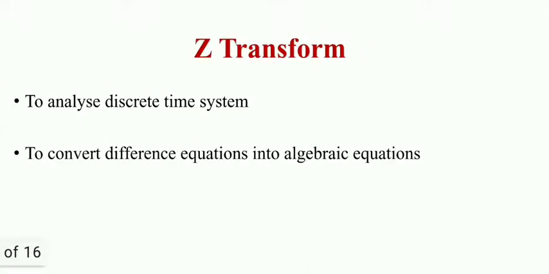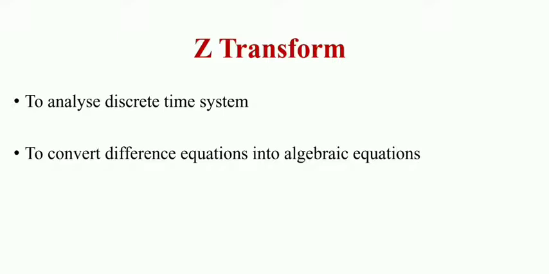First we understand why we should study Z transform, what is the use of Z transform. Z transform is used to analyze discrete time systems. A discrete time system is a system whose input is a discrete time signal and whose output is also another discrete time signal. This discrete time system processes that input and produces another output discrete time signal. If you want to analyze the performance or response of that system, we have to use Z transform.